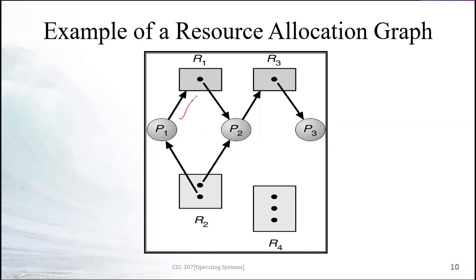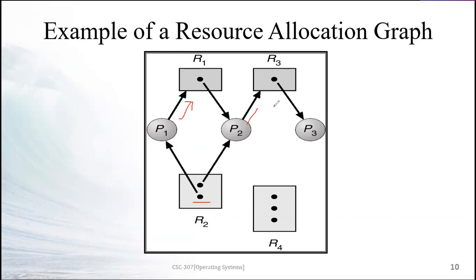This arrow means that this process P1 is waiting for R1, or it is requesting R1, and this arrow means R1 is allocated to P2. This arrow again means P2 is waiting for R3, and this means that R3 is assigned to P3. Same way we can say that R2 is assigned to P1 and P2. Now this is all about the graph.